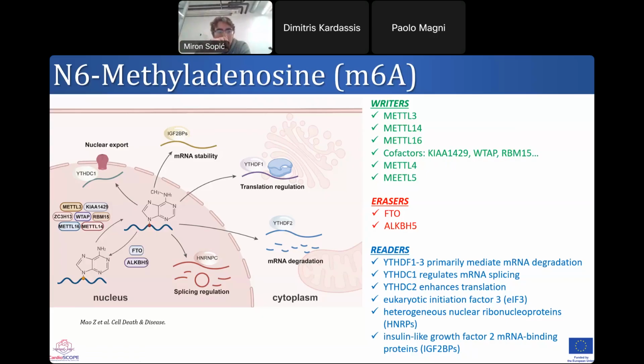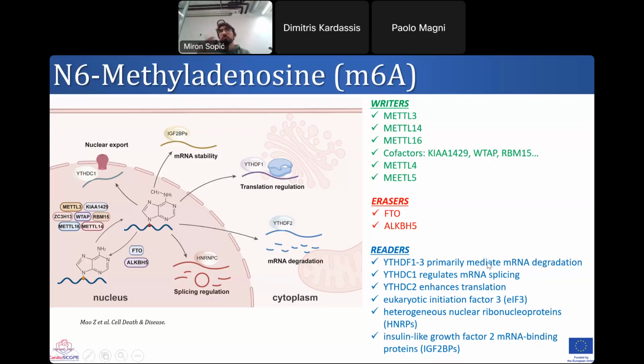Now, having this modification within the mRNA without readers doesn't mean much, because by itself it doesn't really do anything to the RNA. But readers are the proteins that actually recognize the presence of this M6A on specific positions, and then it creates a certain effect. So here I list several of the readers that are currently known to be very involved in these interactions in the literature.